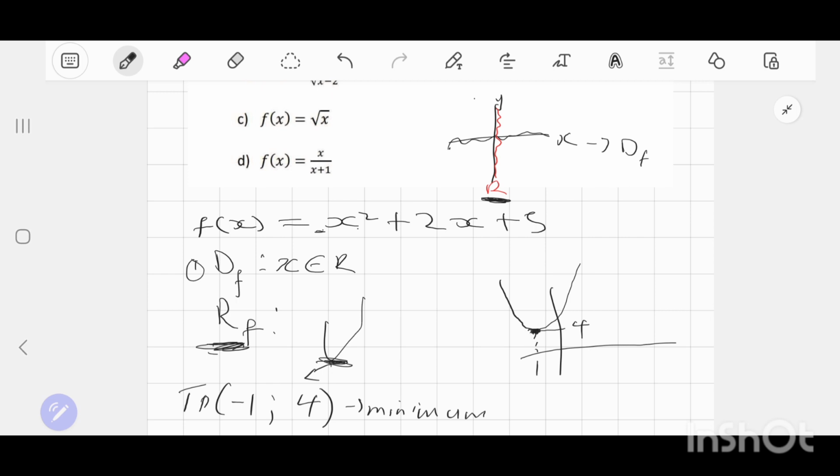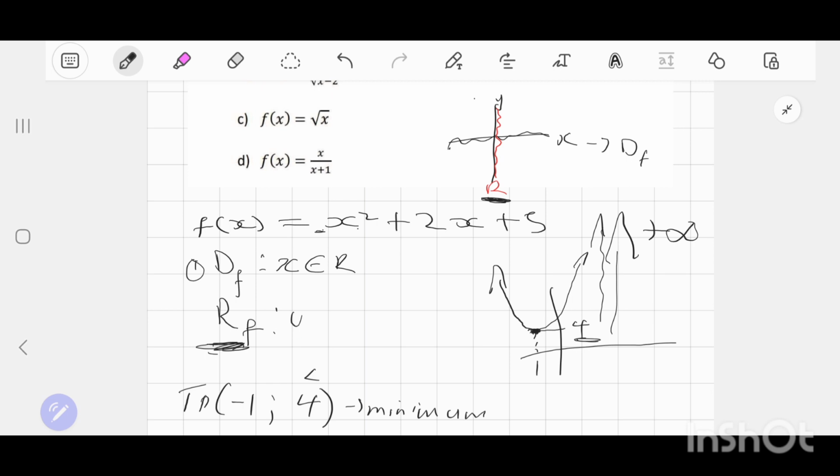You can see that your graph starts here on 4, then moving upward, and it will continue up to positive infinity. So we start on the value of 4 on the y-axis and move upward to positive infinity. This is how you're going to write your range. Since my lowest point of the function is 4, we start on 4 and move upward to positive infinity.